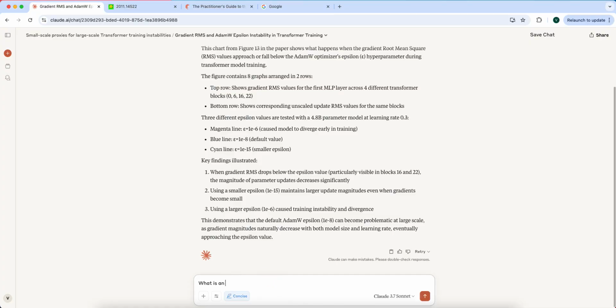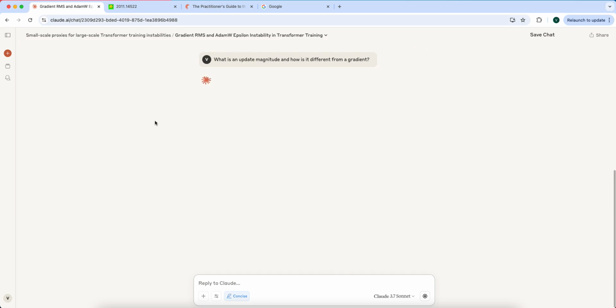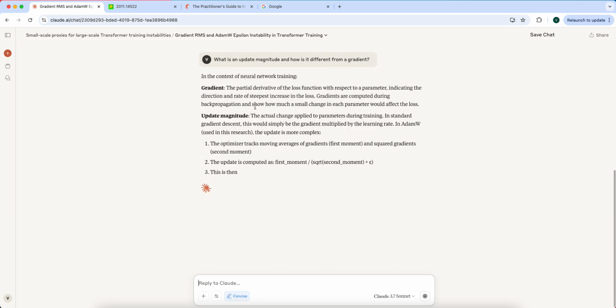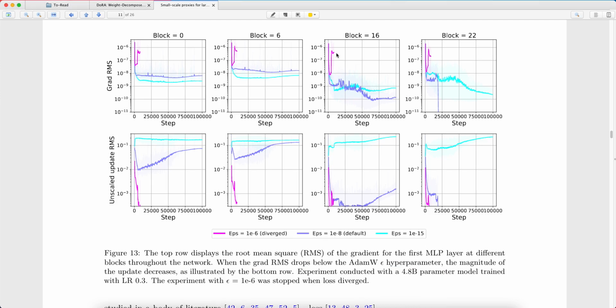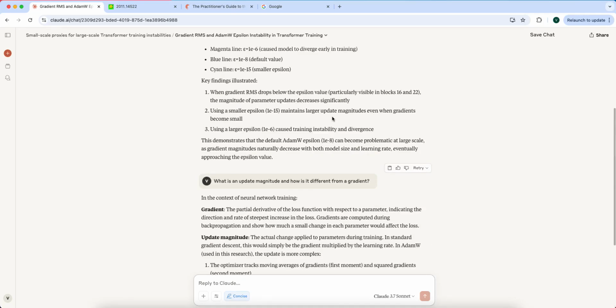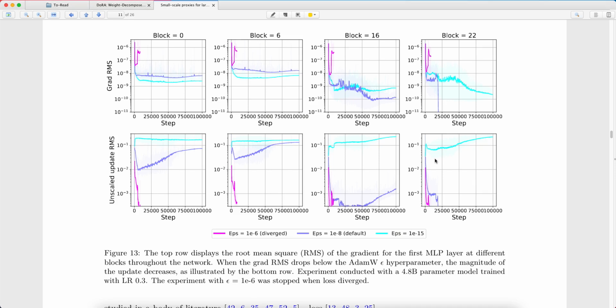What is an update magnitude and how is it different from a gradient? Partial derivative. Oh, I see. So it's the actual change applied in standard gradient descent, the gradient multiplied by the learning rate. Okay. So even though the gradient decreases, the update magnitude, what was it again? Even when gradients become small, it maintains large update magnitude. So the gradient becomes small here, but it maintains a large update magnitude.